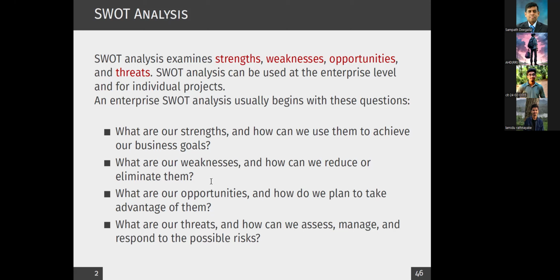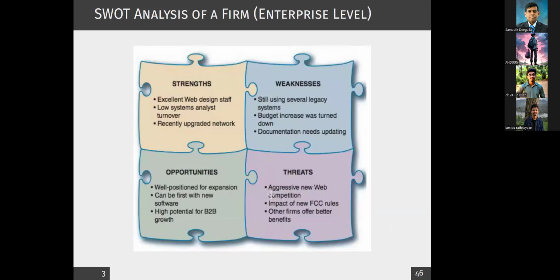So similar to that one, when you work on a particular project, you can focus on the project. In my case, I was looking at a university level if you're trying to do an analysis. So similarly, SWOT analysis can be done at various levels. Now, let me give an example. In this particular case, I'm taking an example from the book.